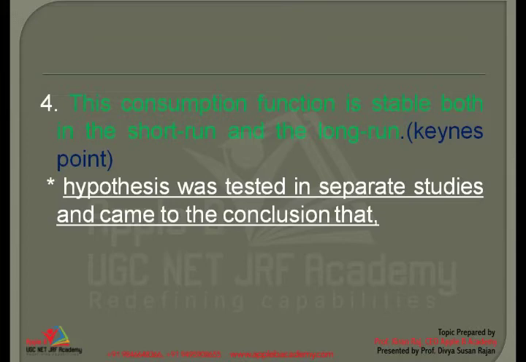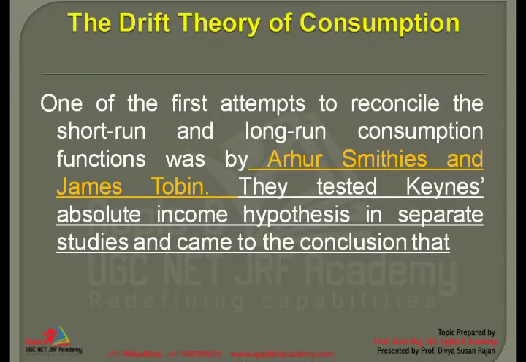Now, obviously, shortly after this, the hypothesis was tested in separate cases, and with respect to the studies to prove Keynes' conjectures, we came up with two different contradicting theories. The first one is the drift theory of consumption. This drift theory of consumption was famously given by Arthur Smithies and James Tobin.